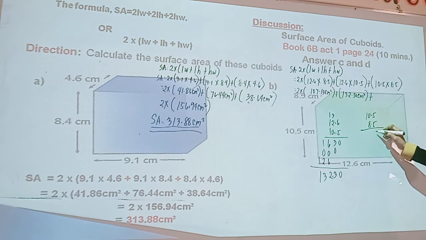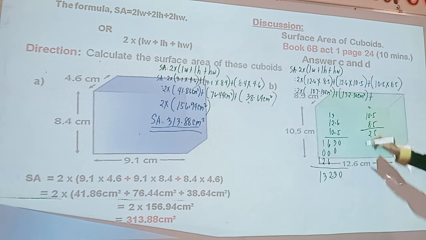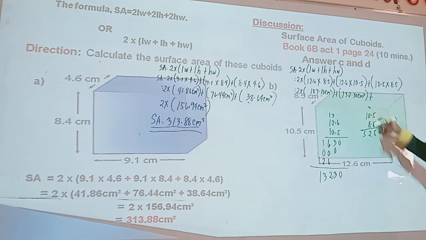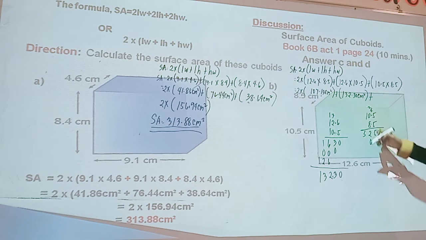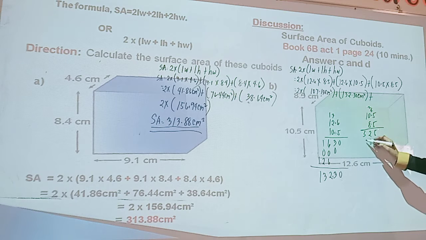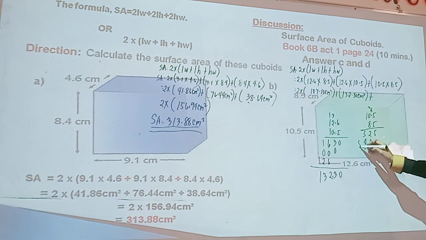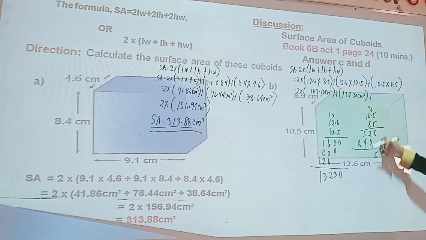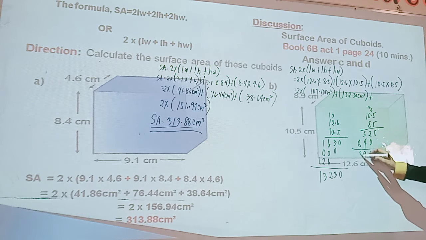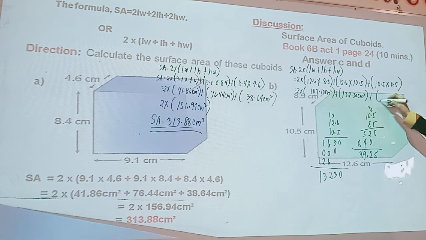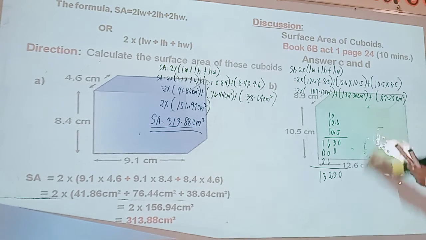Again, multiply the height and the width, 10.5 times 8.5. Okay, so 5 times 5 is 25, carry 2. Okay, 0 plus 2. Okay, so 5 times 1 is 5. 8 times 5 is 40, carry 4. 8 times 0 is 0 plus 4 is 4. 8 times 1 is equal to 8. So let us add: 5, 2, 9, 8. How many decimal points? 2. So this is 89.25 centimeter square.